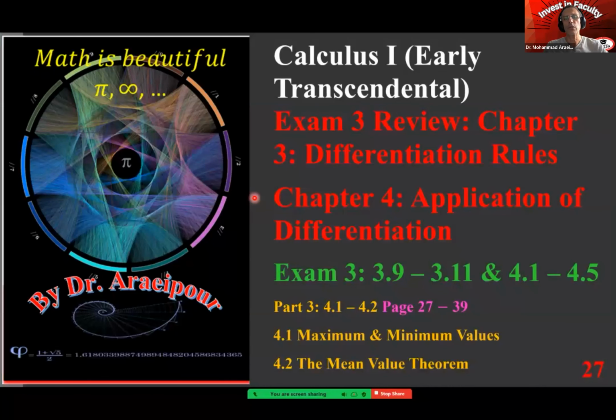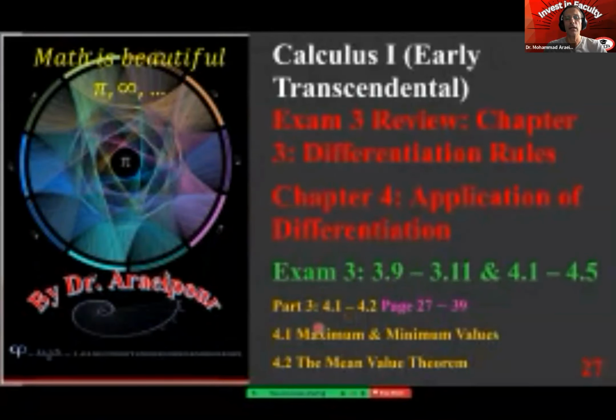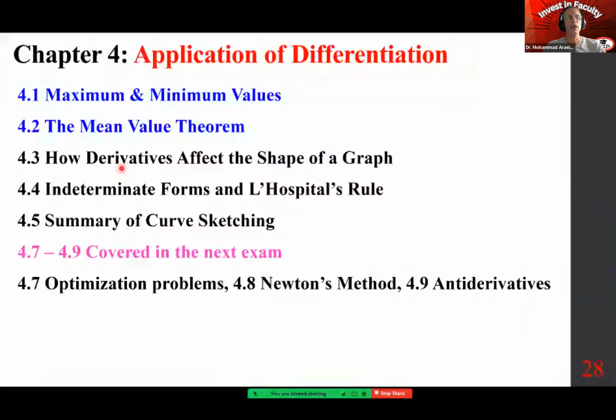Good afternoon, class. We are looking at exam 3 review covering chapter 3, differentiation rules, and chapter 4, applications of differentiation, which covers sections 3.9 to 3.11 and 4.1 to 4.5. We are going to look at section 4.1, maximum and minimum values, and 4.2, the mean value theorem.